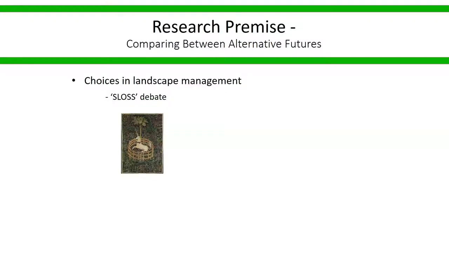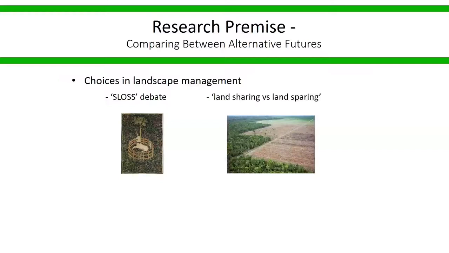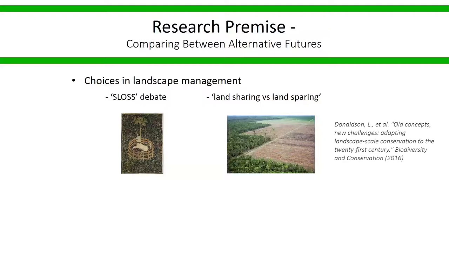Examples include the SLOSS debate, whether or not it's better to have a single large or several small protected areas, or the debate of land sharing, so-called wildlife-friendly farming, versus land sparing. And I'd actually just like to point out that earlier this week, an absolutely fantastic and thorough review of spatial challenges in landscape management was published by Linda Donaldson, so please do give that a look.